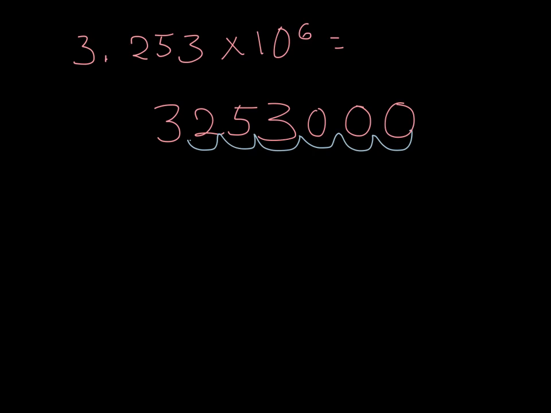Be very careful when you do this. When you move the decimal 6 places, make sure you're starting from where the decimal point is. Don't start from the end of the number and then count 6 over. You start from where the decimal is and count 6. So it's very important. You start here and go 1, 2, 3, 4, 5, 6. Don't start here at the end of the number. Start from where the decimal is currently.